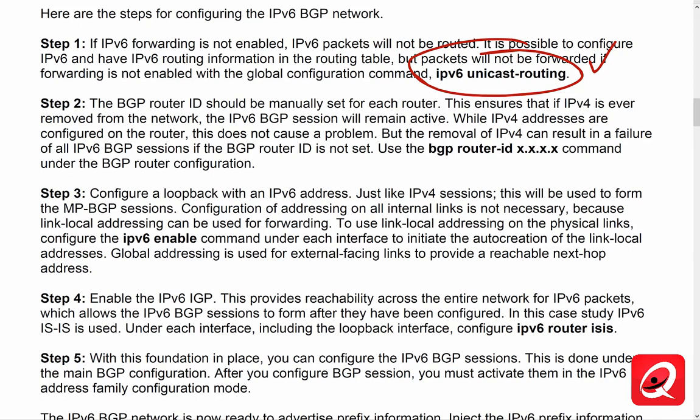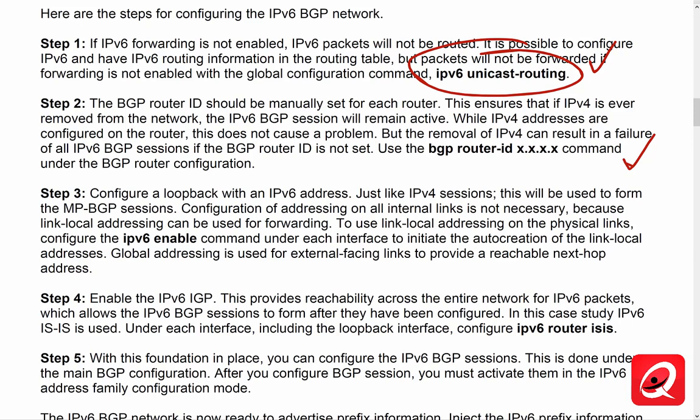Step number two, the BGP router ID should be manually set for each router. This ensures that if IPv4 was ever removed from the network, the BGP sessions will remain active. We do this under the global BGP routing process by using the command BGP router-ID and then specify the value. Again, it doesn't have to be an IP address, but it does have to follow the 32-bit dotted decimal format.